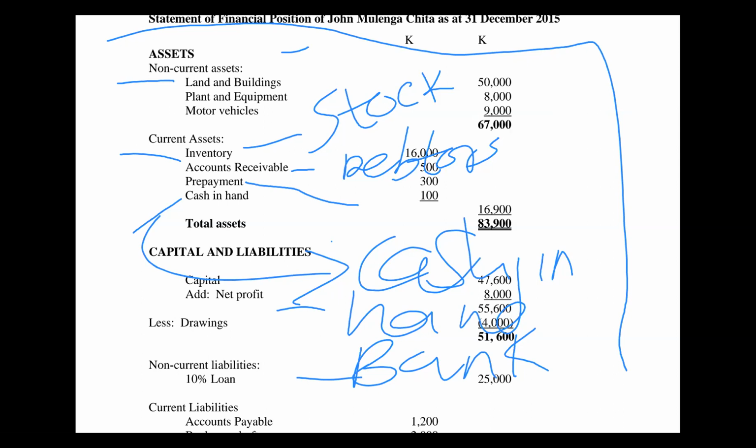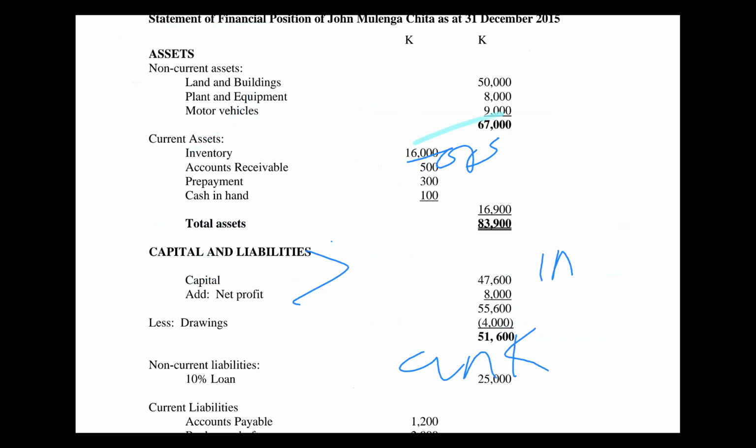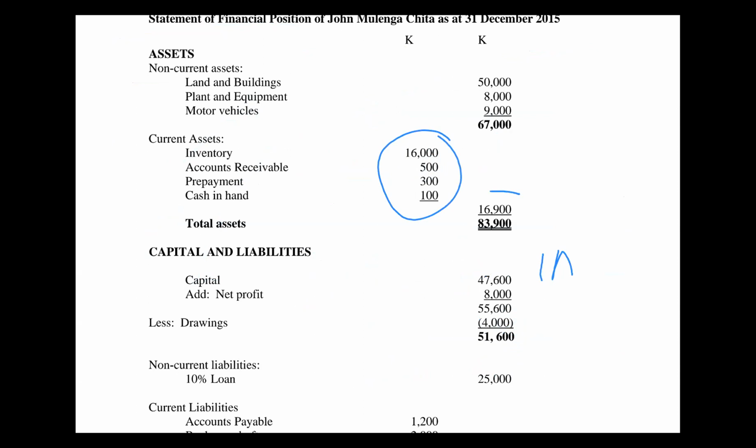Then from there, after you've totaled up all your current assets, these are current assets, their sum is this one. And the fixed assets are these. Their sum is this one.